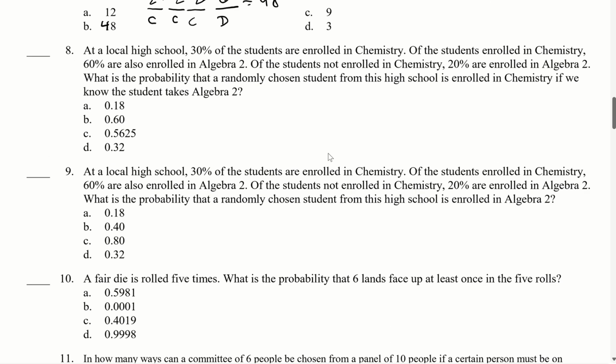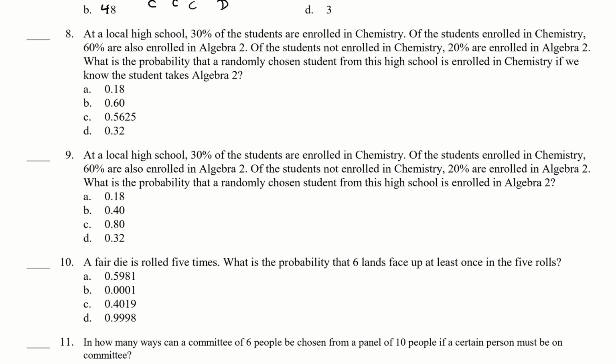All right, so number 8, at a local high school, 30% of the students are enrolled in chemistry. Of the students enrolled in chemistry, 60% are enrolled in Algebra 2. Of the students not enrolled in chemistry, 20% are enrolled in Algebra 2. What is the probability that a randomly chosen student from this school is enrolled in chemistry if we know that the student takes Algebra 2?